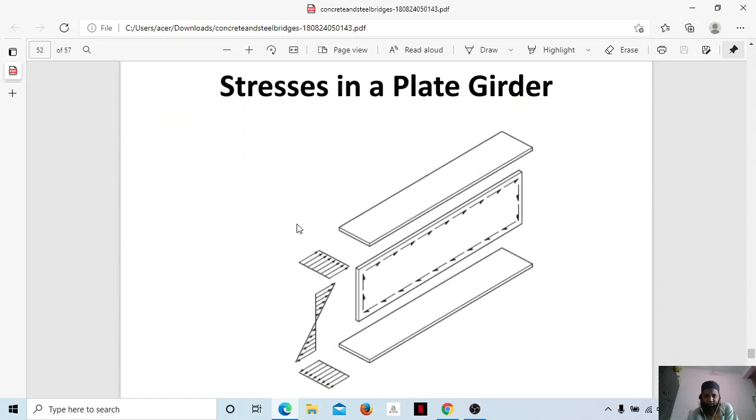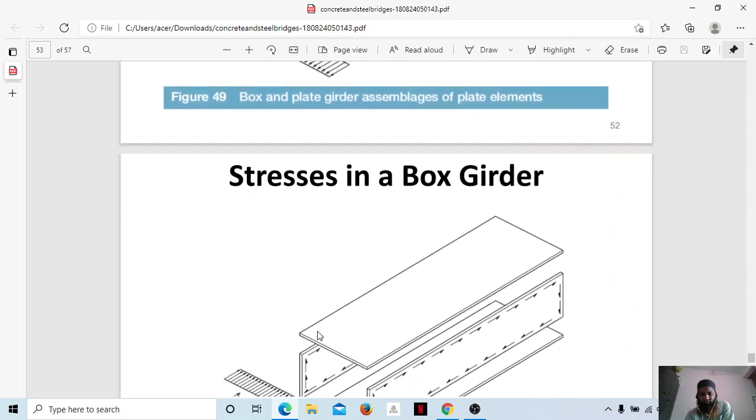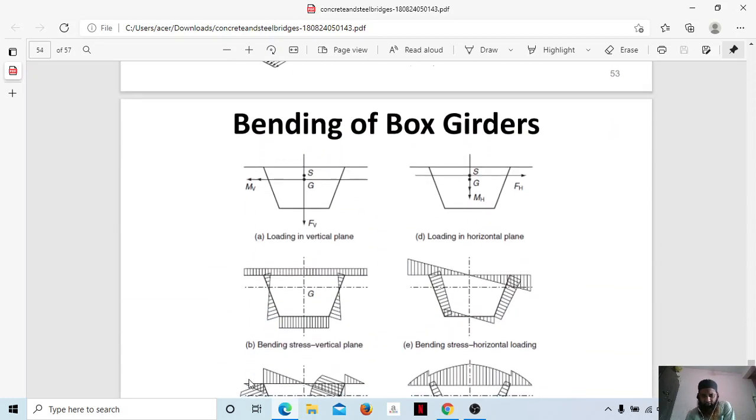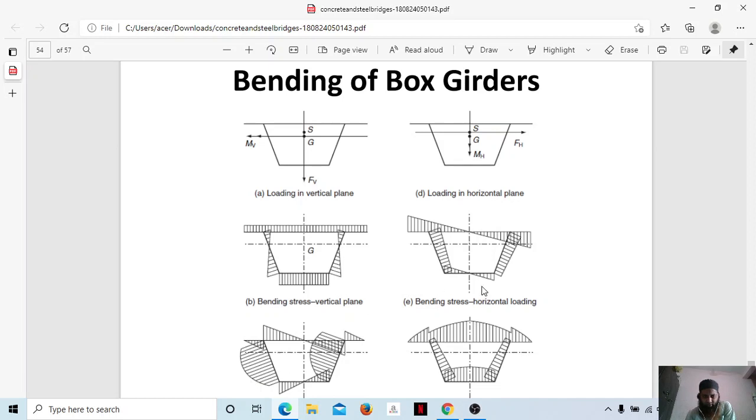Stresses in plate girder, how the stresses are being distributed. You can just see the stresses, how they are distributed from the top and the bottom, which had been calculated beforehand also. In the box girder also, what are the stresses coming here? The box is being formed here, box girder type, how the stresses are being formed here. You can just see how the horizontal and the vertical stresses coming onto this box girder can be seen. Bending of box girders, how they bend.